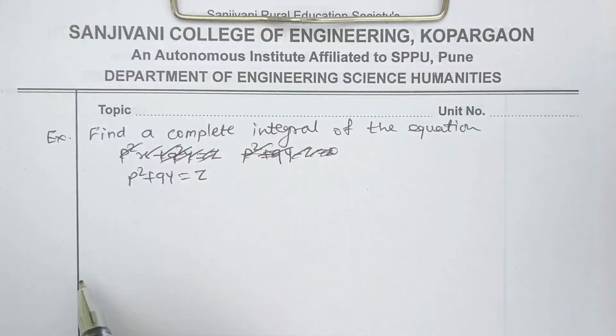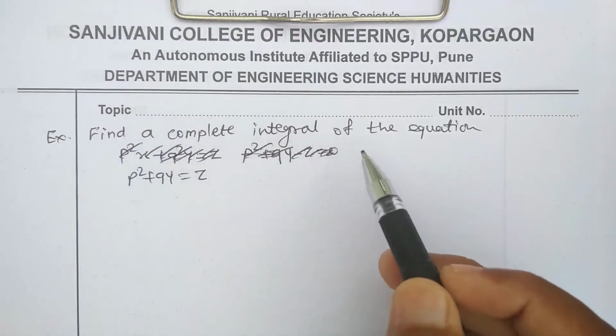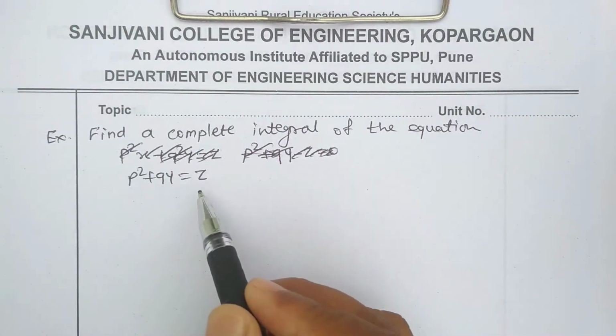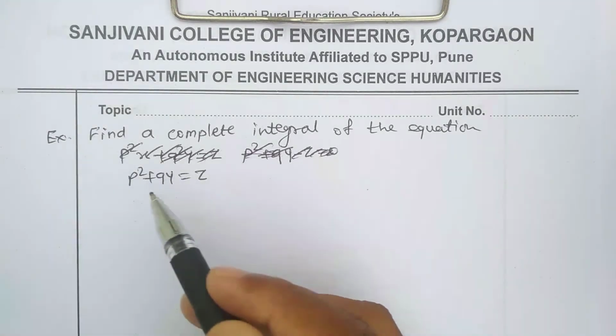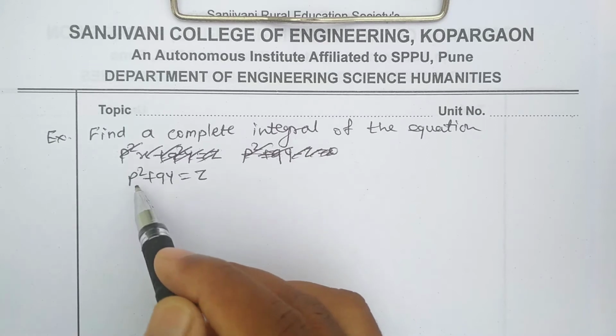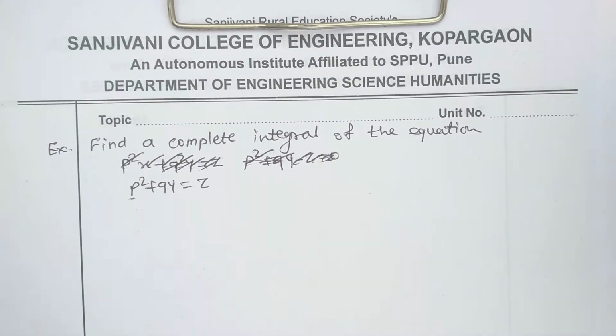Now the first example on the first order nonlinear differential equation. The question is, find the complete integral of the equation p square plus qy equals to z. That means you have to find the solution of this differential equation.